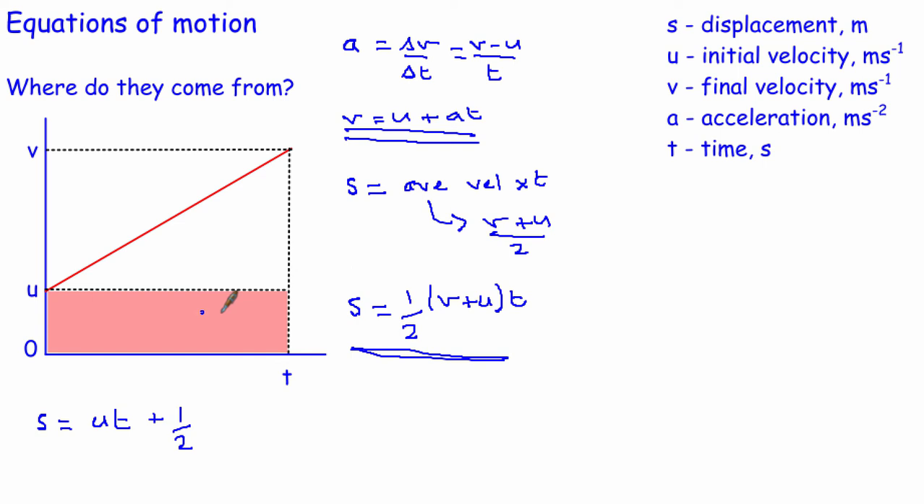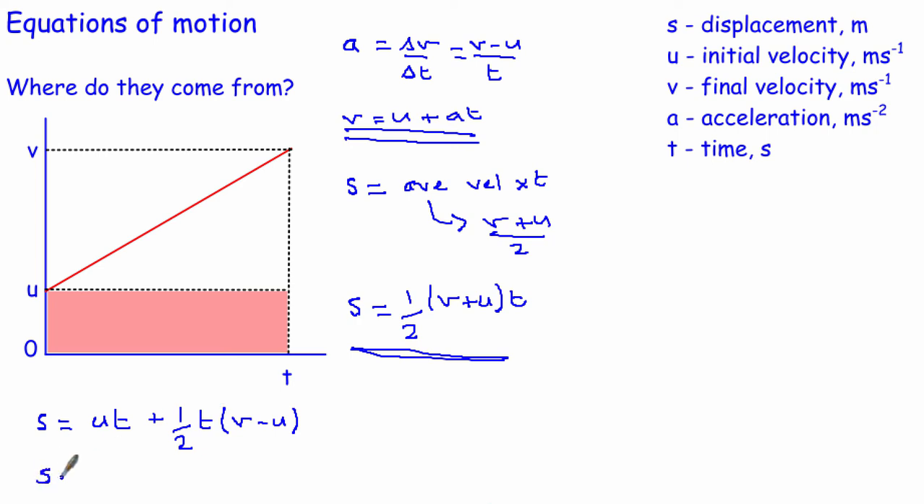Well, the base is t multiplied by this distance up here. Now this distance up here is v minus u, like that. But we know from this equation up here, if we rearrange it, v minus u is equal to at. So v minus u, I can substitute at into here.